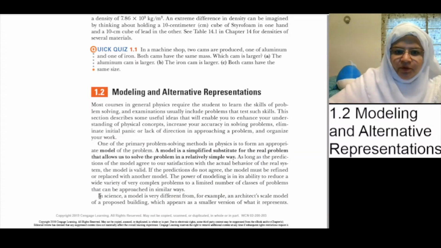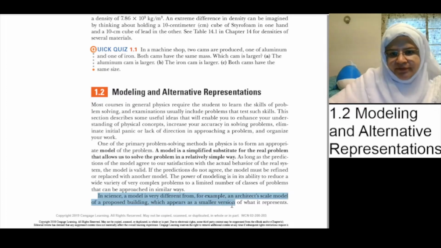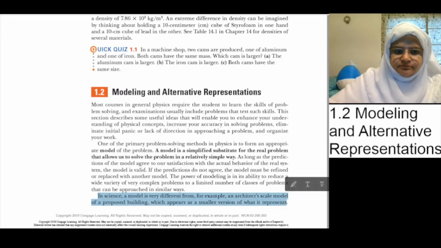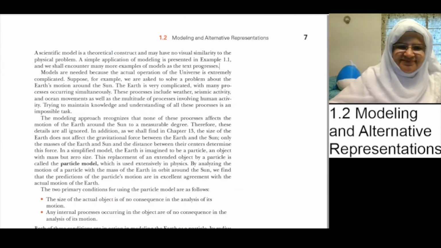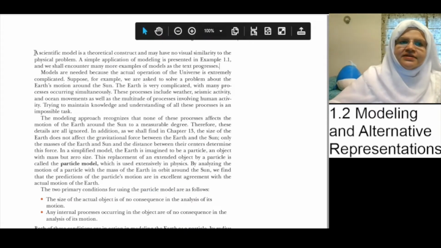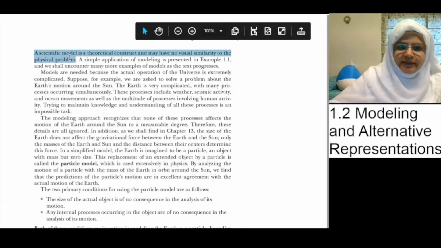In science, a model is very different from, for example, an architect's scale model of a proposed building, which appears as a smaller version of what it represents. A scientific model is a theoretical construct and may have no visual similarity to the physical problem. A simple application of modeling is presented in Example 1.1, and we shall encounter many more examples of models as the text progresses.